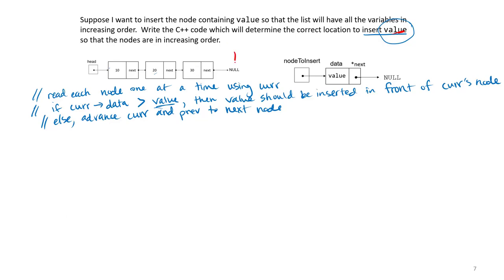But then what happens if we reach all the way to the end of our list? Say value contains like 50, or a large number. Well, if we go all the way to the end of the list and we still have not inserted our node, then we would therefore need to insert our new node at the very end of our list.